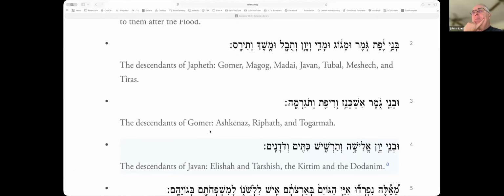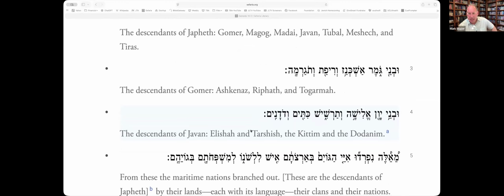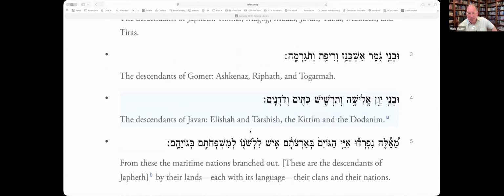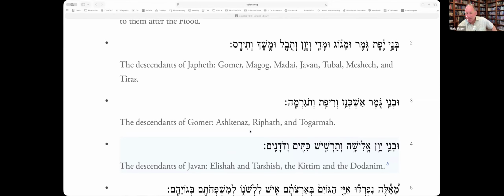So it's interesting, right? Madai, the Medians, are not mentioned here. The Medians were important because they're right by Persia. The most likely explanation is that these are people that are important because we actually come into contact with the Kittim, right? These are the Philistines. Ashkenaz is interesting because we really don't come into contact with these people.